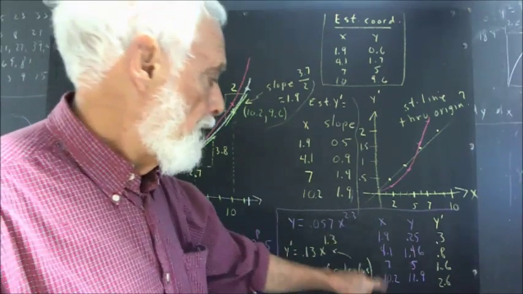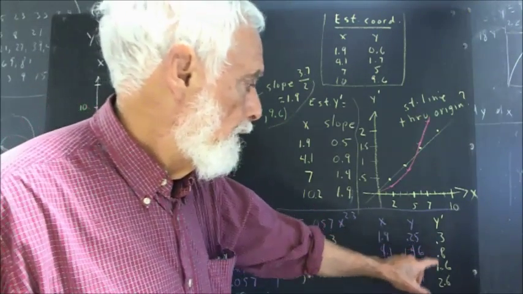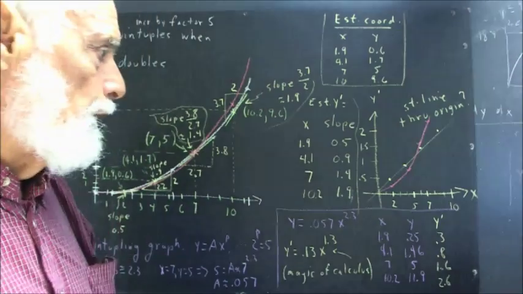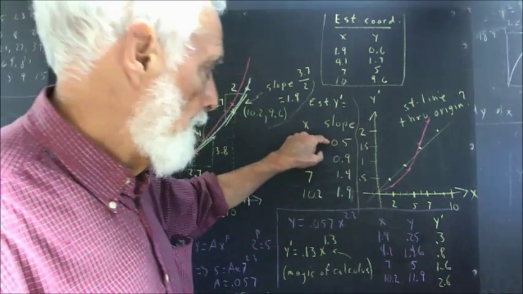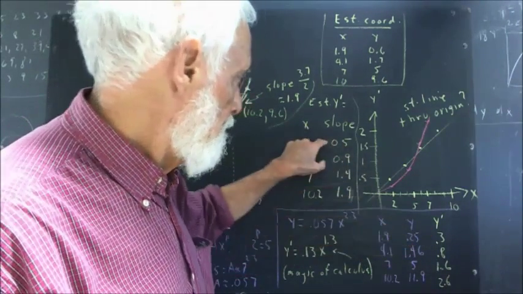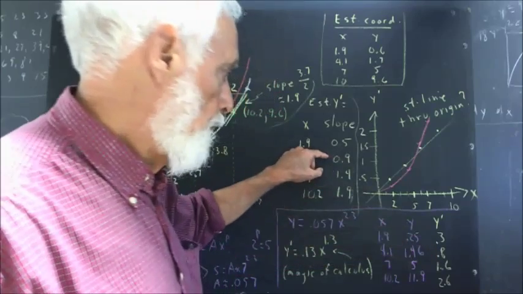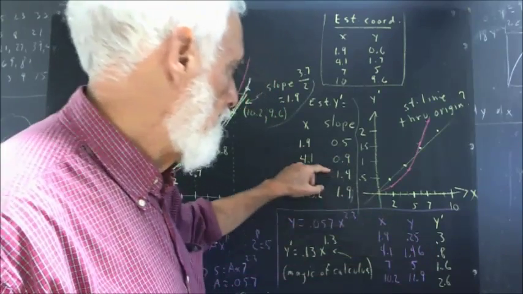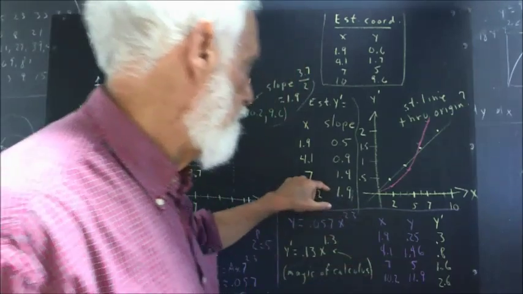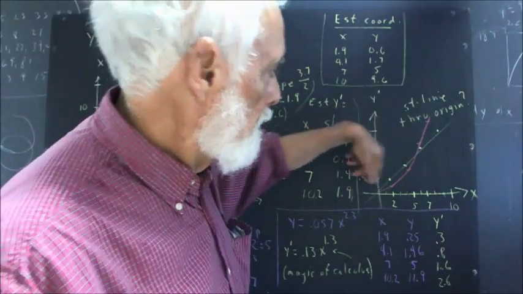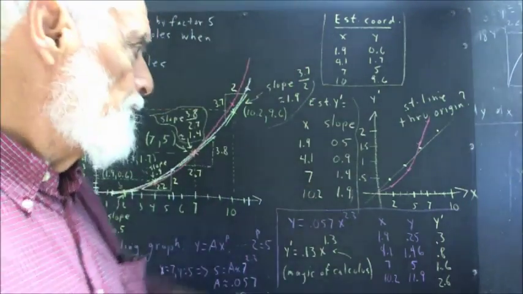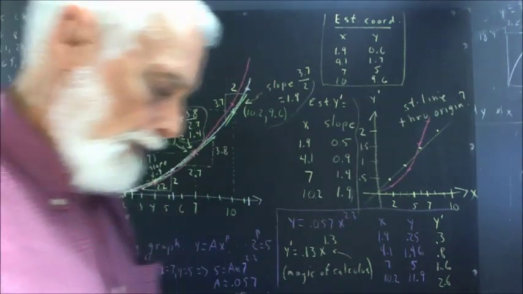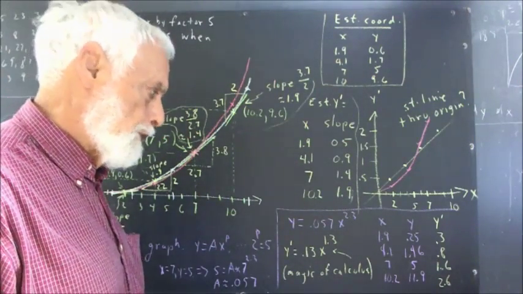If we plug these x values in, we get these values for y prime. And we notice that this value for y prime is a little lower than this one. This is slightly lower than this one. This is slightly higher than this one. And this is significantly higher than this one. That kind of fits what we did with the graph here. And we see that that graph really should have an upward curvature.